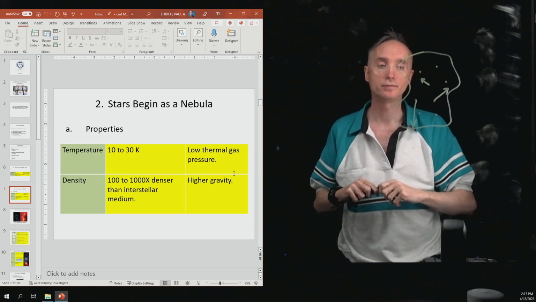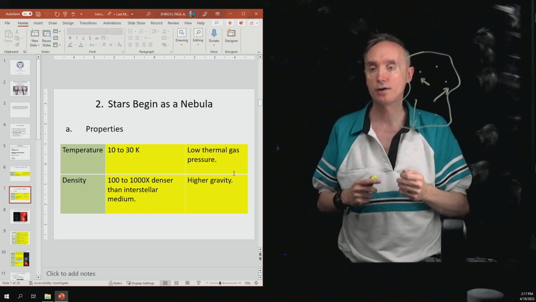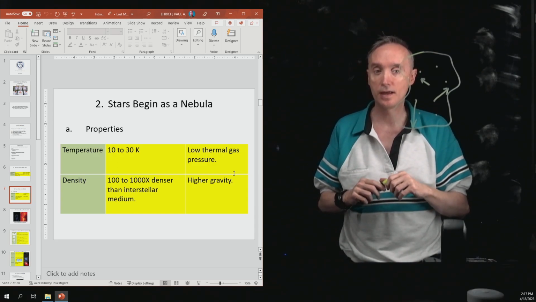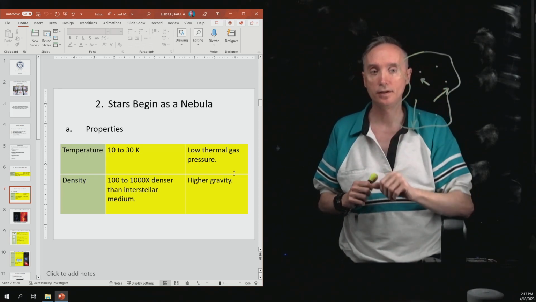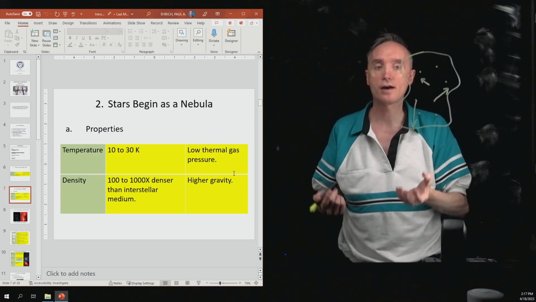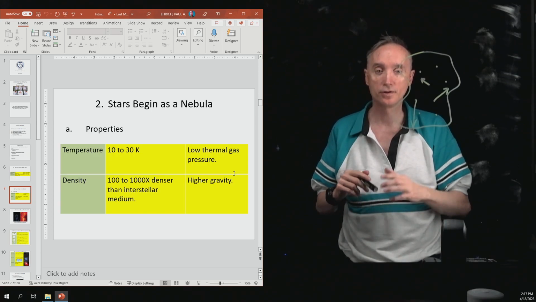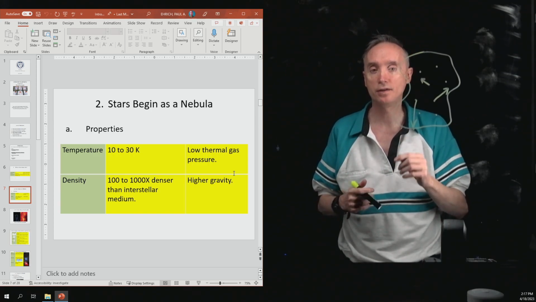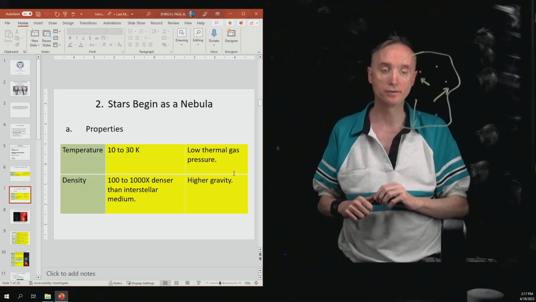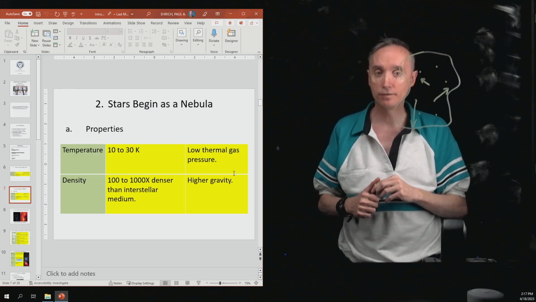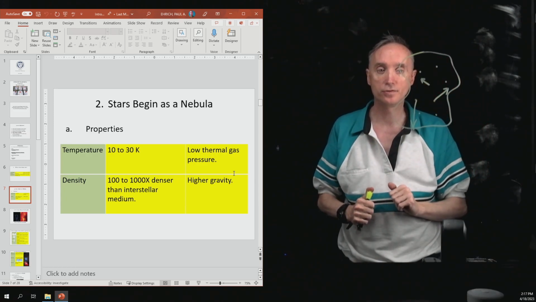Now, what about the density? So the density of a nebula is between 100 and 1,000 times more dense than outer space. So instead of having like 10 atoms in here, well, maybe there's like 1,000 to 10,000 atoms that are in there. So it's going to be much more dense. That's a good thing, because the more atoms you have in there, the more mass you have in there. The more mass you have, the higher the gravity is going to be, and gravity is what's going to be pulling this thing in to turn it into a star.